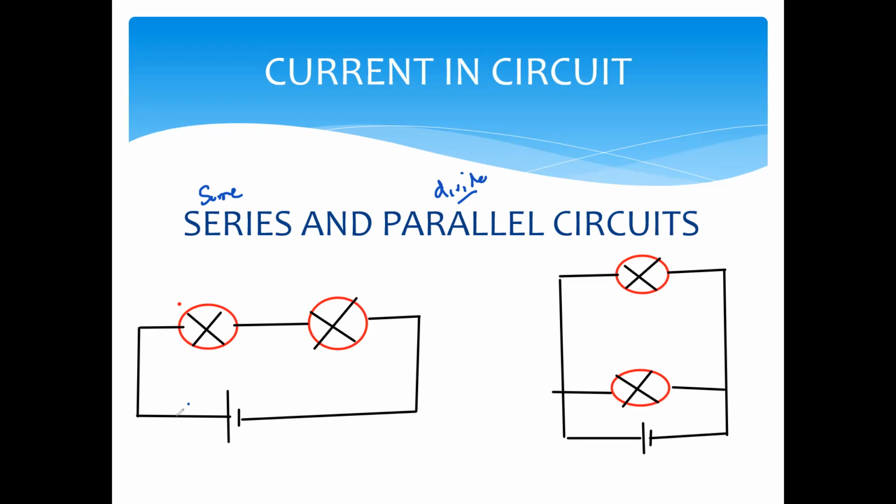So if 2 ampere of the charges are coming out from the battery, the same 2 ampere will flow through lamp 1, 2 ampere through lamp 2, 2 ampere passes out and 2 ampere will return. But if it is a parallel circuit, if 2 ampere is there and these are identical lamps, 1 ampere will flow through lamp 1 and 1 ampere will flow through lamp 2. And then the current will return back to the circuit. So the total current entering the circuit will always be equal to the total current leaving the circuit. So if you want to measure the current, we use an ammeter, and ammeters are always connected in series.